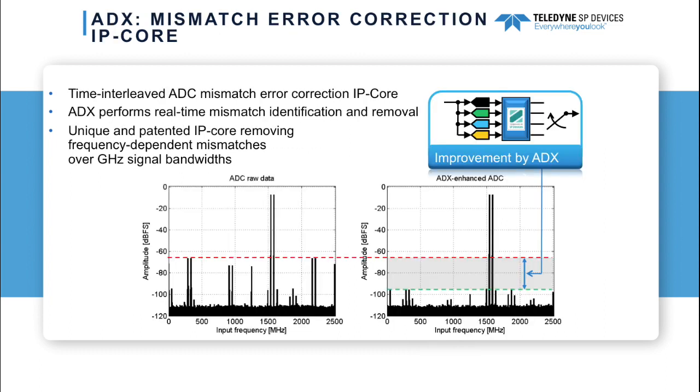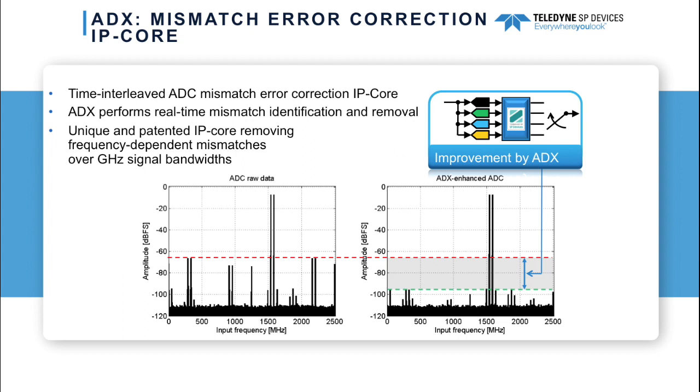Teledyne Signal Processing Devices provides a commercial digital post-processing IP core for mismatch removal called ADX. This IP core identifies and removes the mismatches between all ADC cores in a time-interleaved ADC array. It does this in real time and is available for FPGAs and ASIC implementations. The IP core ADX uses a unique patented signal processing technique to remove mismatch errors that vary over frequency and temperature. On this slide, we show a typical 4-way time-interleaved ADC output signal spectrum.